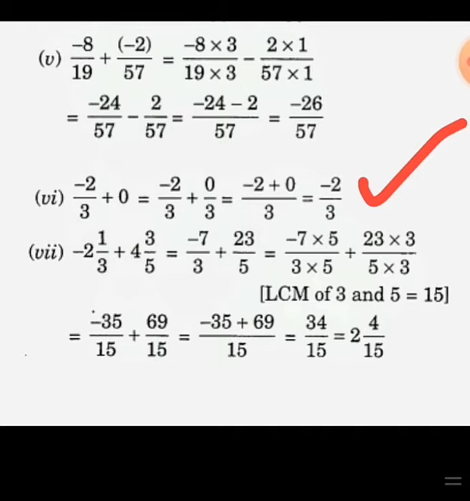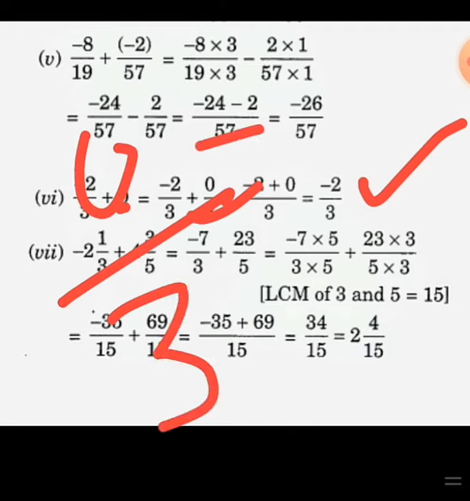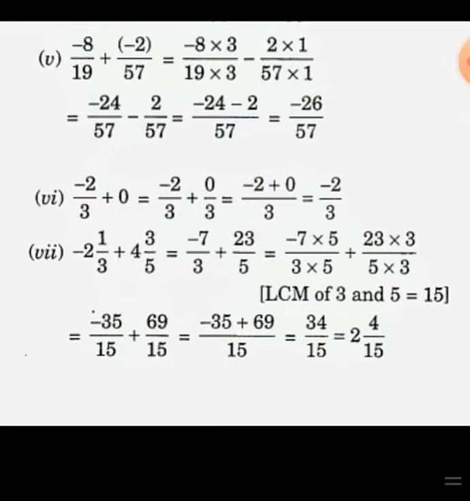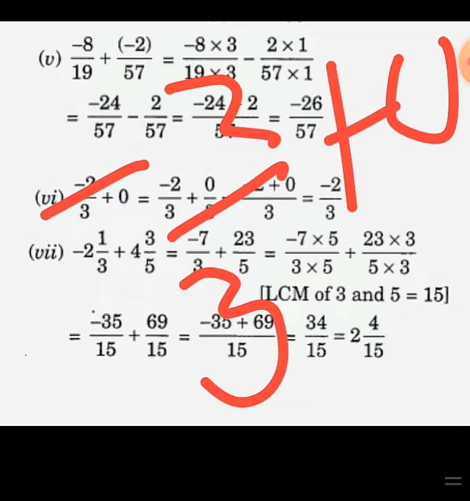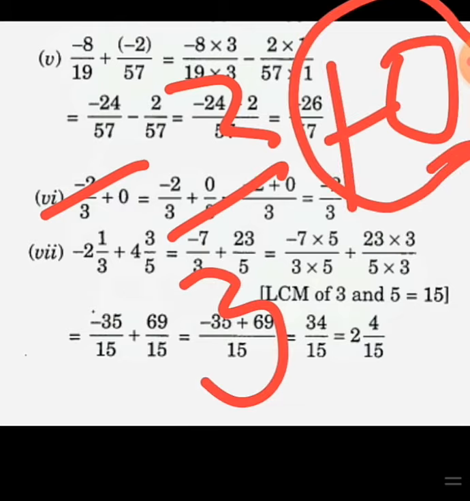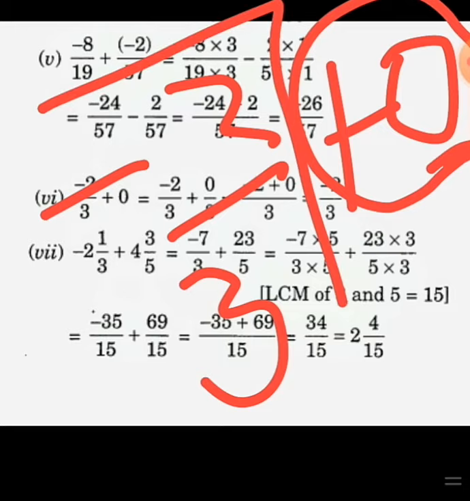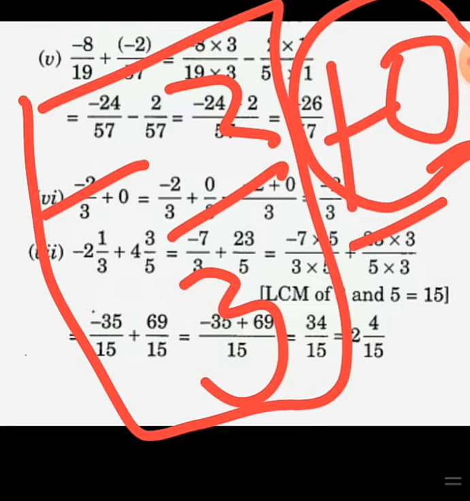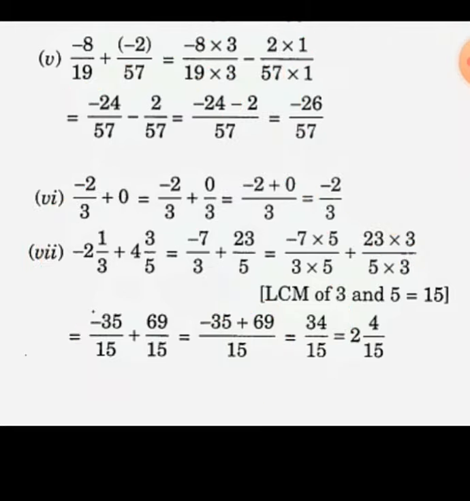Okay, or if you wish you can show the calculation like this. There is no denominator under 0, so they have written 0 upon 3. Because if you write 0 upon 3, then also it will remain 0. It will not make any difference. You can do directly minus 2 upon 3 plus 0. 0 means nothing. So what is our answer? Minus 2 upon 3 is our answer because plus 0 will get removed. 0 means nothing. So minus 2 upon 3 is our answer.